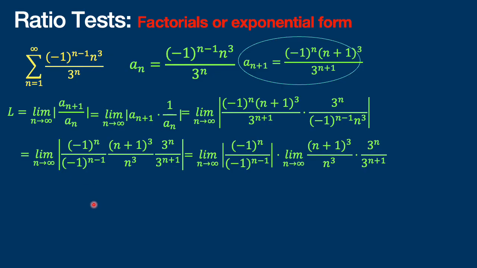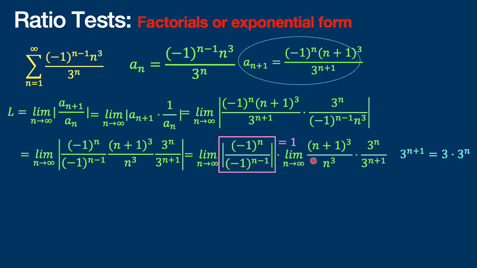So what you see here, guys, you separate each term. First one is (-1)^n over (-1)^(n-1). Second term is (n+1)^3 over n^3 times 3^n over 3^(n+1). This is positive, so I drop the absolute value. What is this value, guys? That value is going to be 1, no matter the power n. This is always negative 1 or positive 1. You take the absolute value, that's going to be 1.